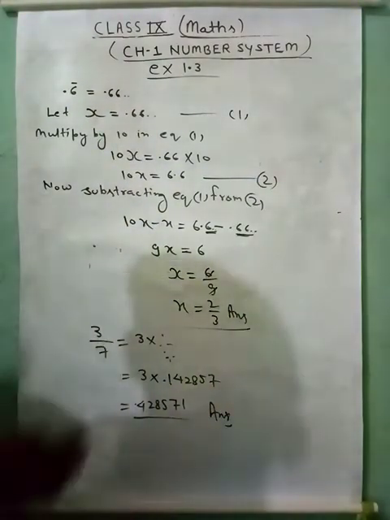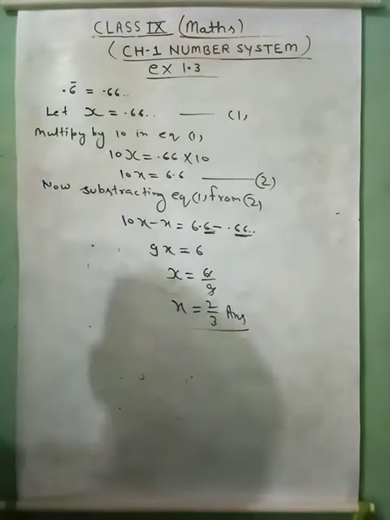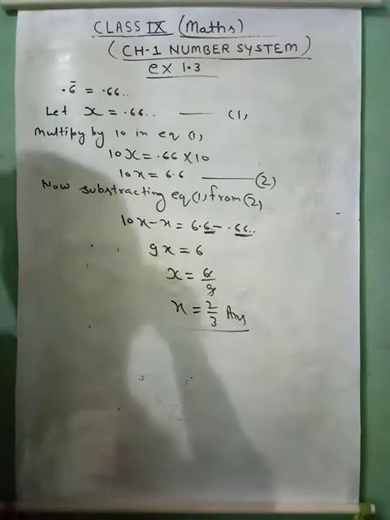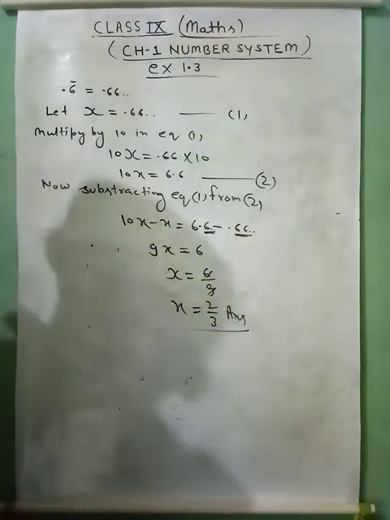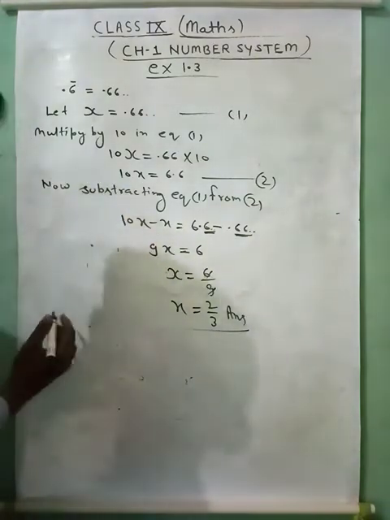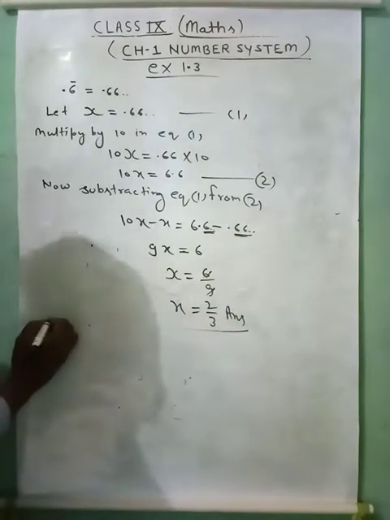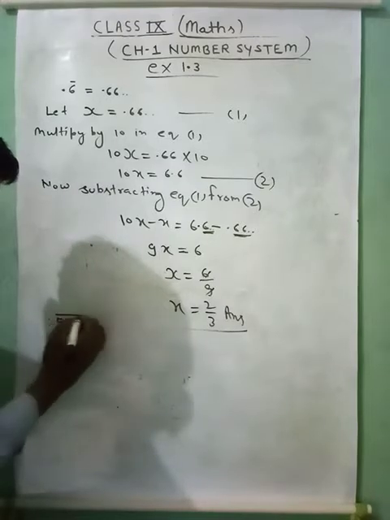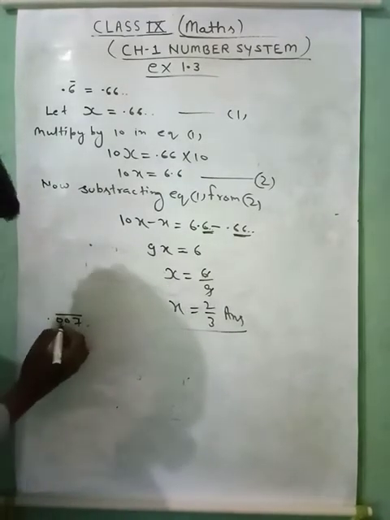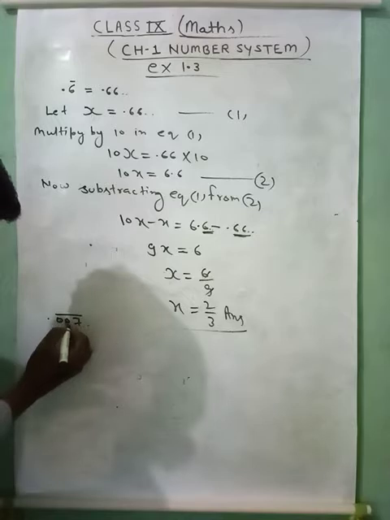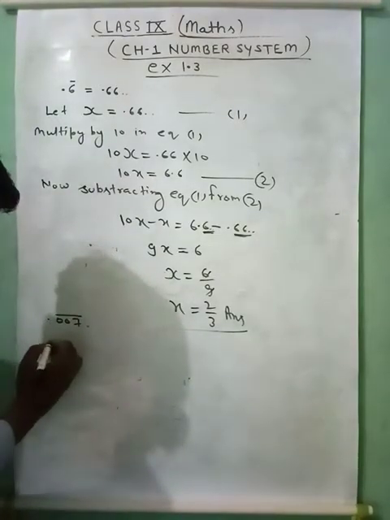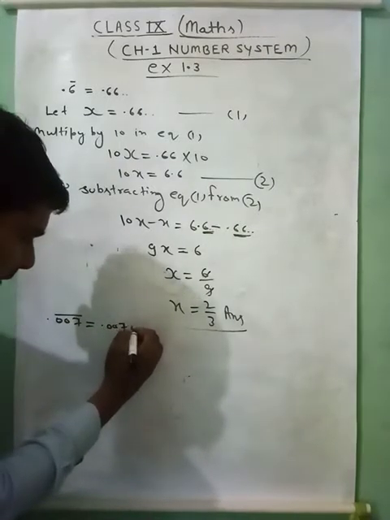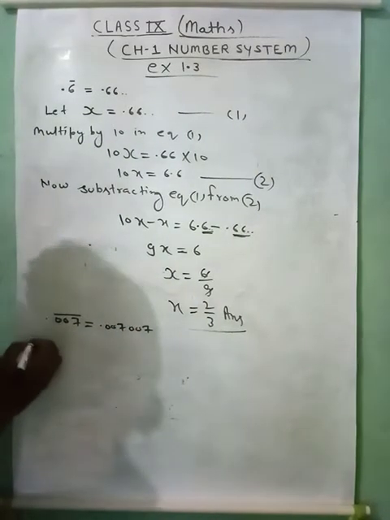Second question you have to do. Suppose you have to find 0.007 in the form of P by Q. Question number second. 0.007 is solved. Here we see after 3 digits, 1 2 3, it's repeating. So we can write it 0.007.